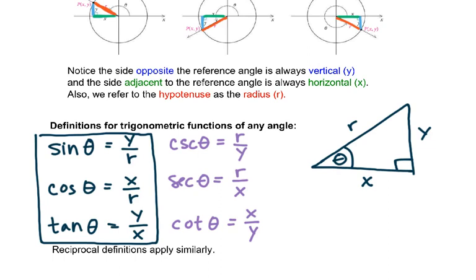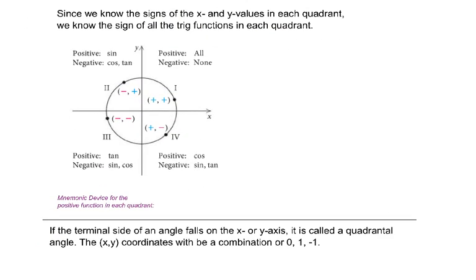So again, we have these new definitions, but they're really just the same definitions we already had. We're just using different variables. All right. So since we know the signs of x and y in each quadrant, we know the sign of all of the trig functions in each quadrant. So we're building towards this unit circle logic, right? We don't know what the unit circle is, but I'm kind of giving you all of these clues so that it will all tie together here in a couple of videos from now.